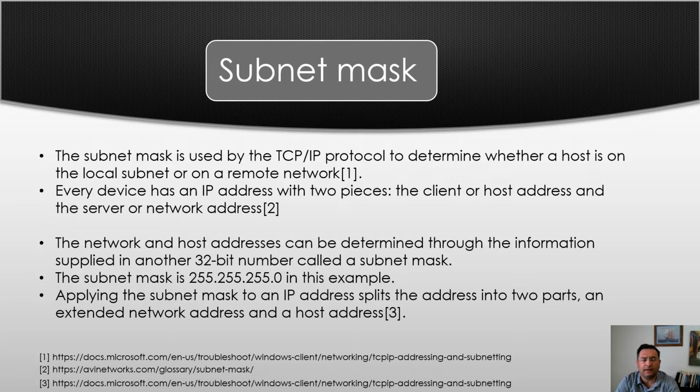A subnet mask is a 32-bit address used to distinguish between a network address and a host address in IP addresses. A subnet mask identifies which part of an IP address is the network address and which part is the host address. So every device has an IP address with two pieces: the client or host address, and the server or network address. The network and host addresses can be determined through the information supplied in another 32-bit number called a subnet mask.